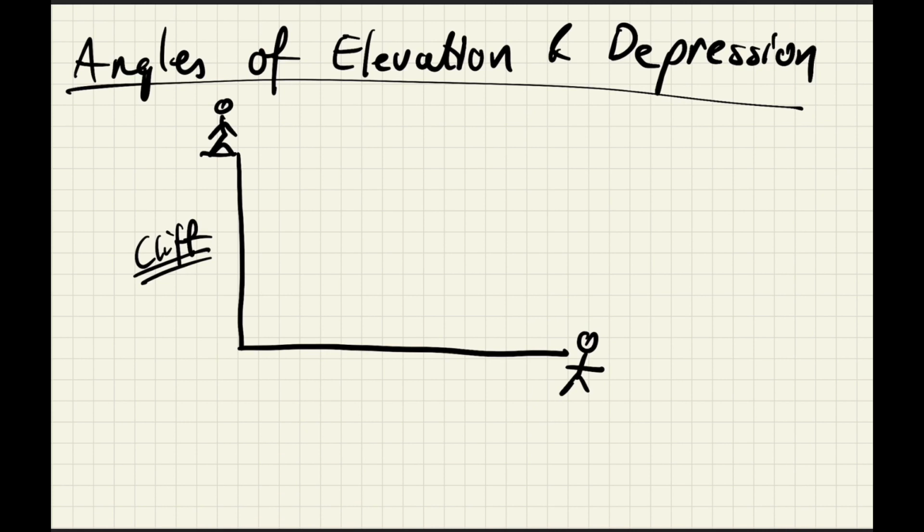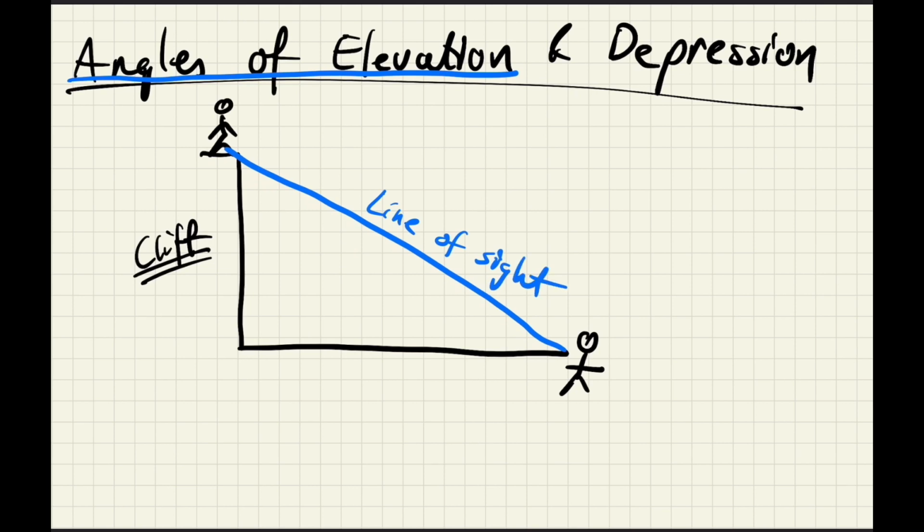Now let's talk about angles of elevation first. Let's say you're looking up at where your friend is standing. So you're looking from here to here. This is your line of sight. The angle of elevation is the angle between the ground and your line of sight. So the angle between the horizontal ground and the line of sight to where you're looking up at your friend is our angle of elevation. In other words, how elevated is your line of sight up off the ground?